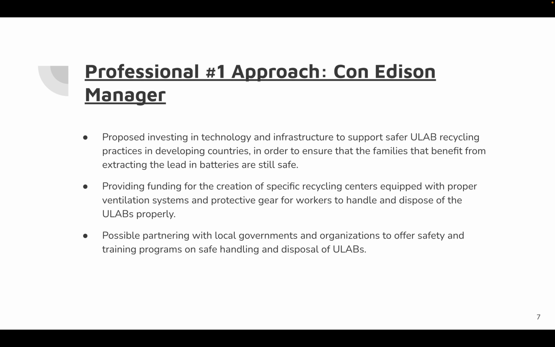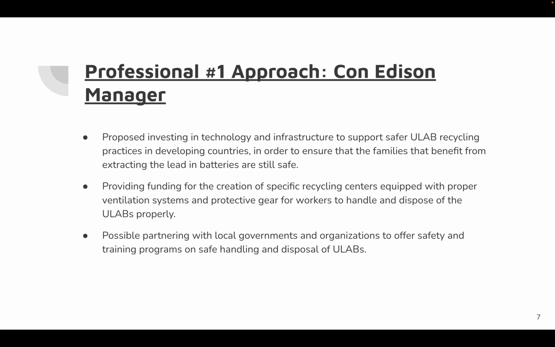For my first professional approach, I interviewed my father, who is a Con Edison manager. While speaking with him, I did disclose to him and all my other professionals that removing used lead acid batteries from existence was not a solution in this case because of the way they could profit families in underdeveloped countries that use them for their own profit.